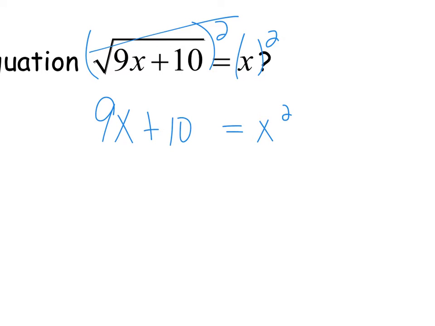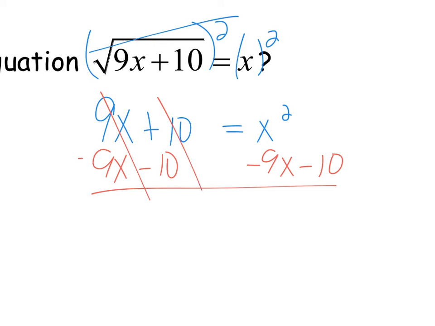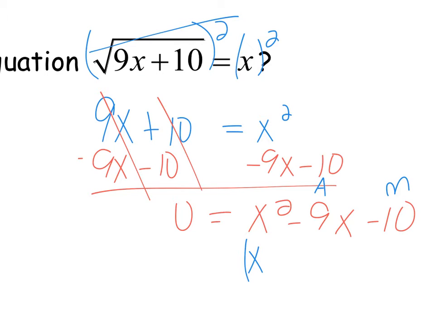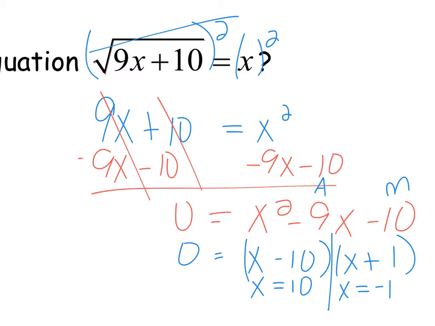Now you should remember that a quadratic likes to equal 0. These cancel, and you're ending up with 0 equals x squared minus 9x minus 10. And then what you're going to do is factor. So you're going to do x minus 10 and x plus 1, because those are the factors of 10 that add to 9, negative 9 specifically. You're going to get x equals 10 and x equals negative 1 as possible answers.